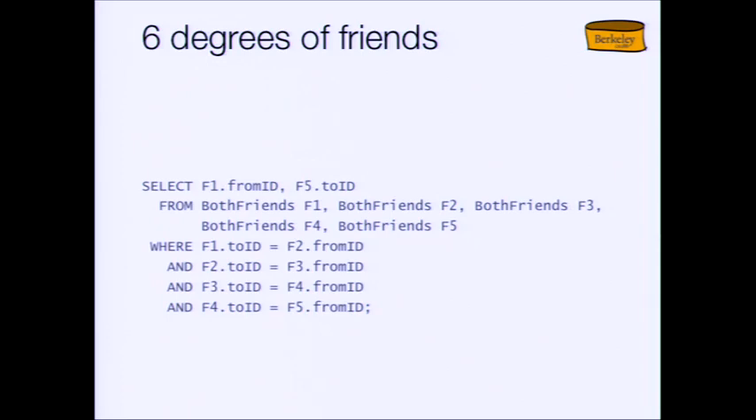Now, to truly find everybody that's within 5, you'd also have to union in all the paths of length 4, and all the paths of length 3, and all the paths of length 2, and then at base, you'd union in just the both friends table, which is all the paths of length just 1, right?